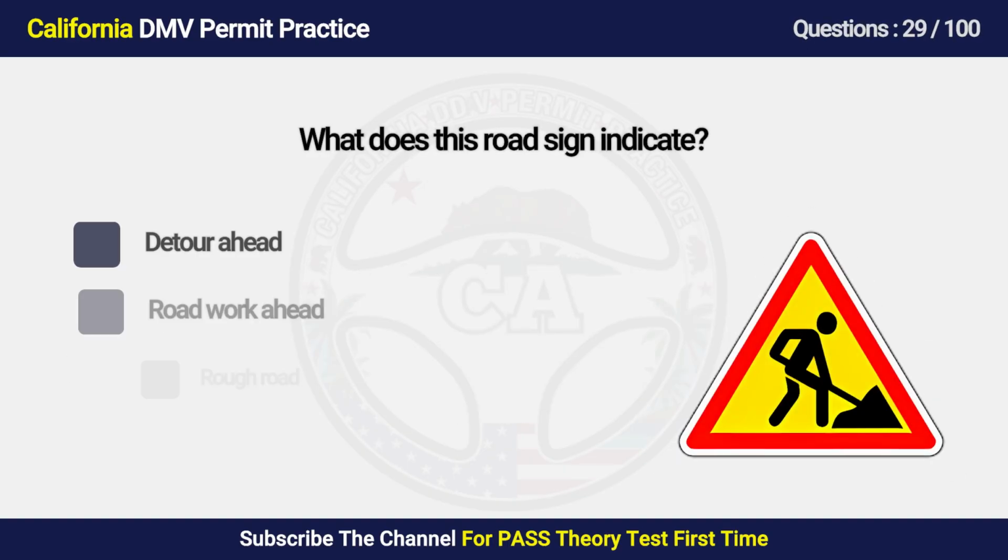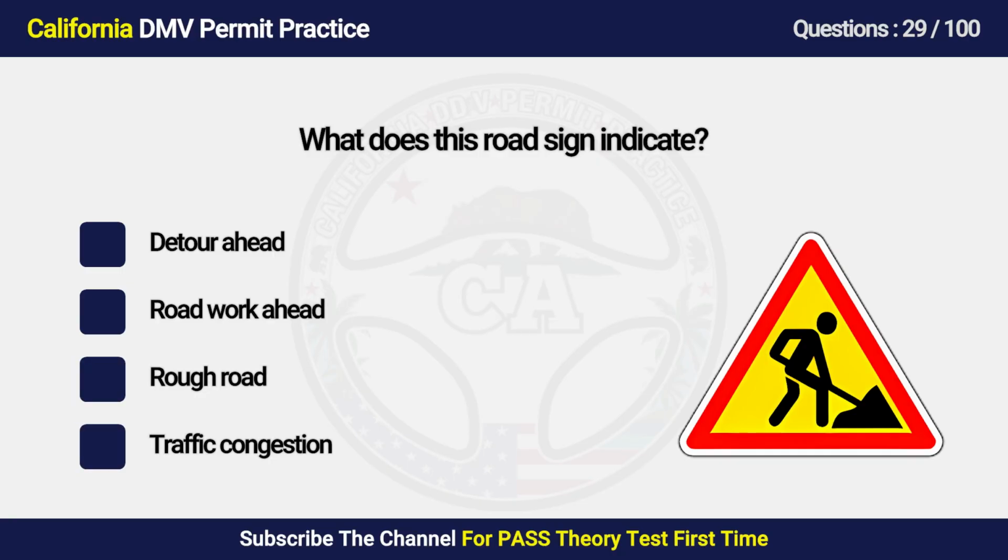Question 29. What does this road sign indicate? A. Detour ahead. B. Road work ahead. C. Rough road. D. Traffic congestion.